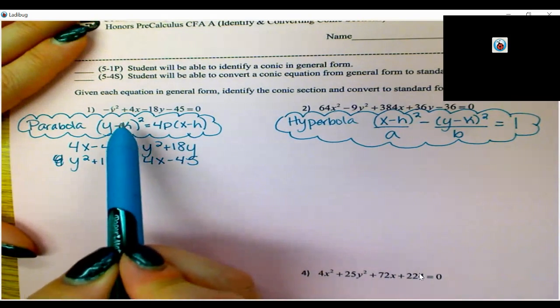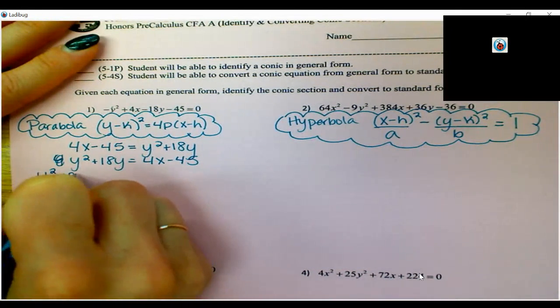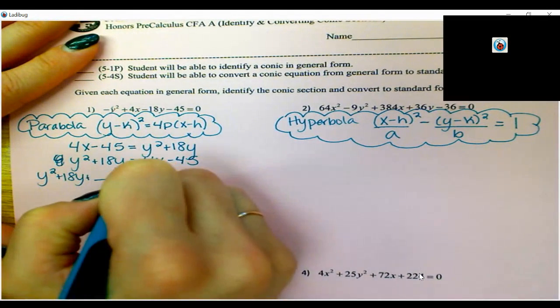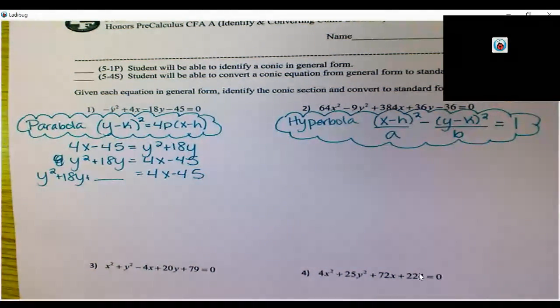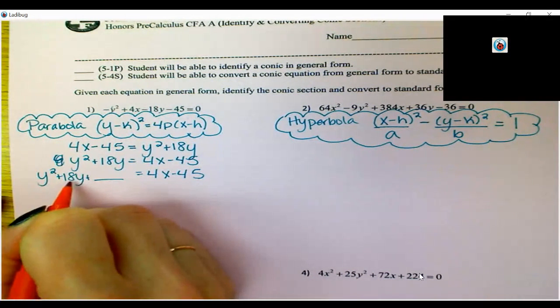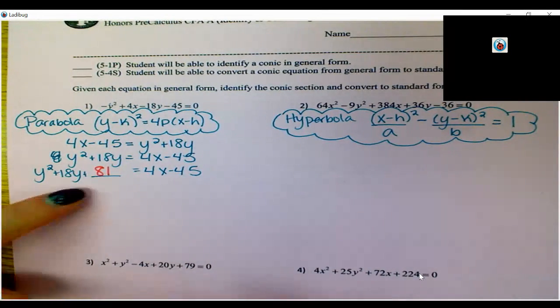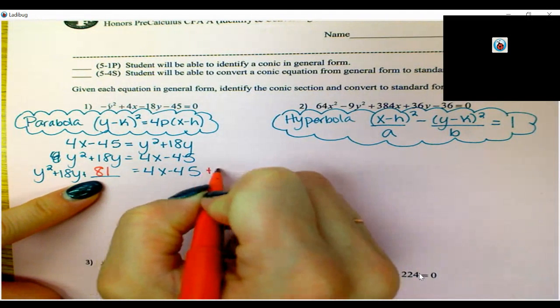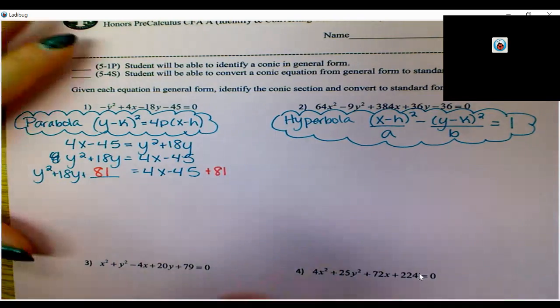So from here, in order to get this in factored form, I have to complete the square. So I'm going to take y squared plus 18y plus something, and that's still going to equal 4x minus 45. In order to get the value that goes here, that completes the square, you want to take this b value here, this middle number, divide it by 2, and then square it. So 18 divided by 2 is 9. 9 squared is 81. And because we're adding 81 to this side of the equation, we have to come over here and add 81 to this side of the equation so that the equation stays equal.